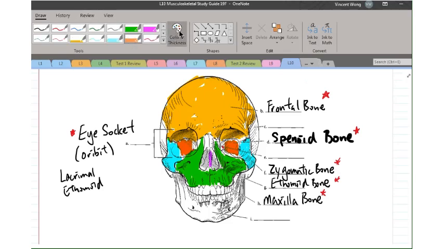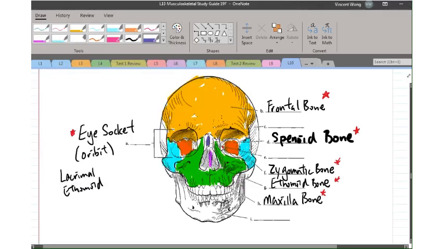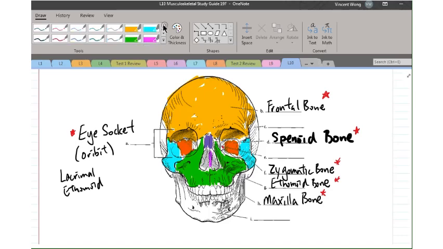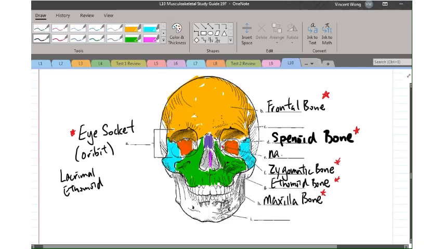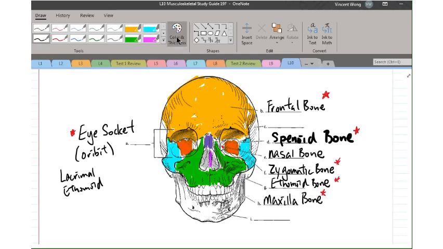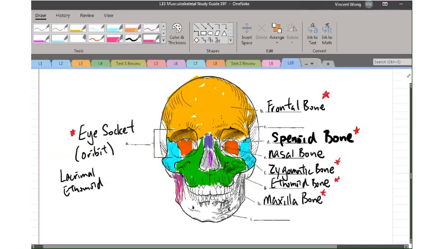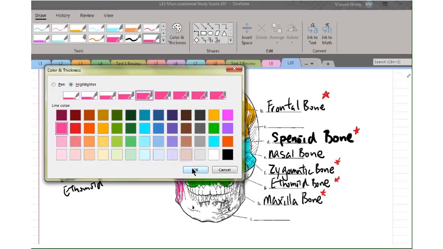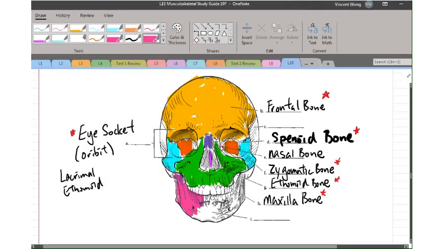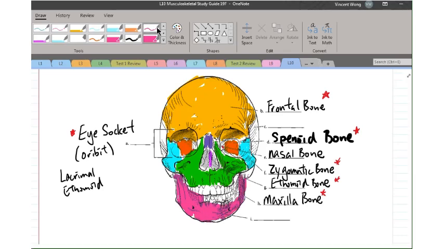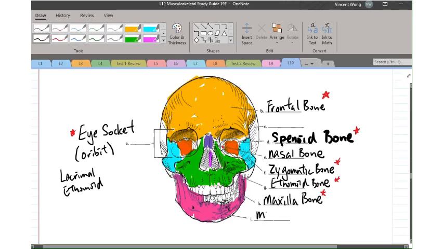Just 2 more labels, I guess. Over here we have the nasal bone. Nasal bone, that's where your glasses would be sitting. Okay, and down here, this lower jaw, it is going to be called the mandible. You remember the submandibular salivary gland? That's going to be behind this bone here, and it forms your lower jaw. Mandible.